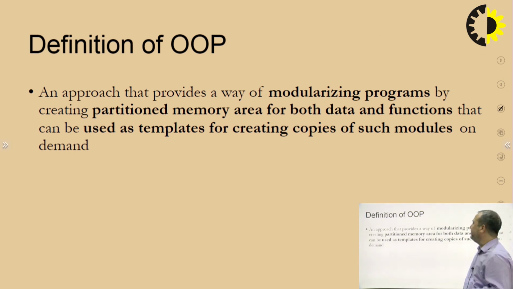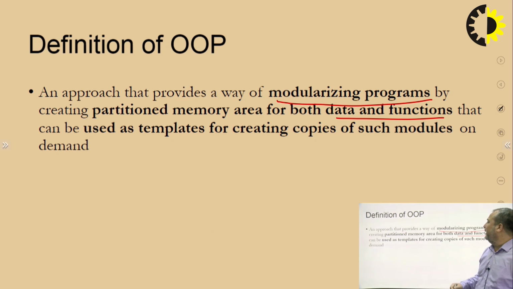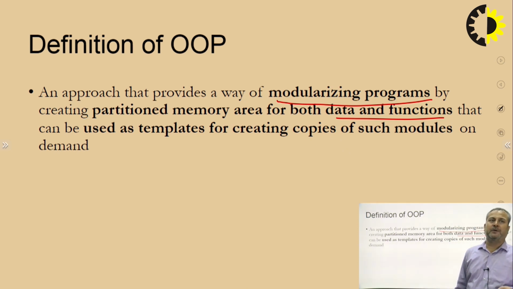So this is the standardized definition of object oriented programming. We can say that object oriented programming is an approach that provides a way of modularizing programs by creating a partitioned memory area for both data and functions that can be used as a template for creating copies of such modules on demand.